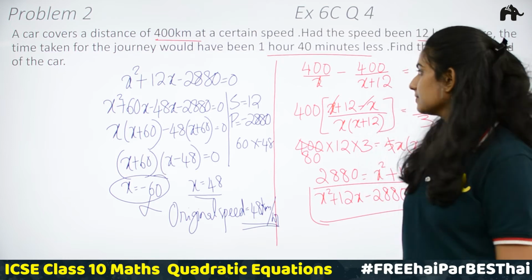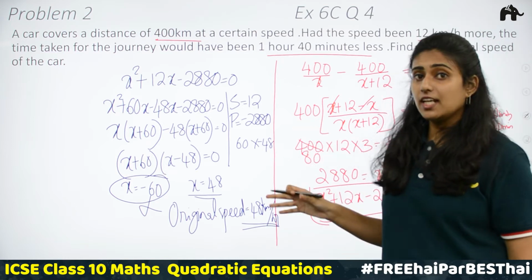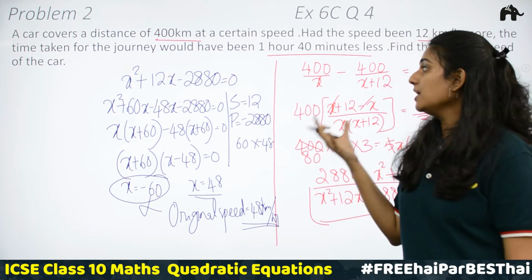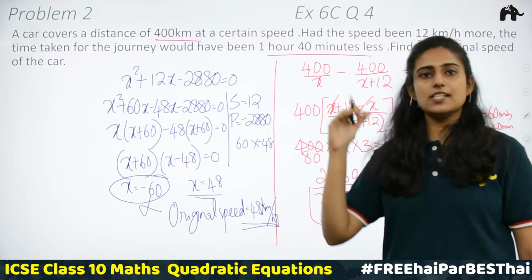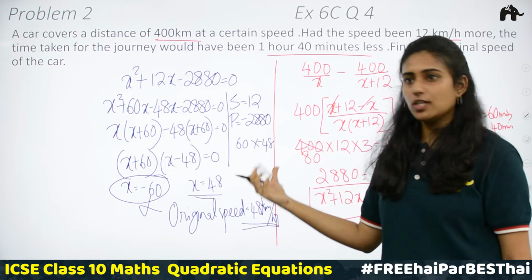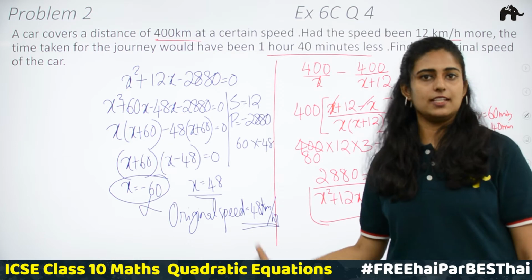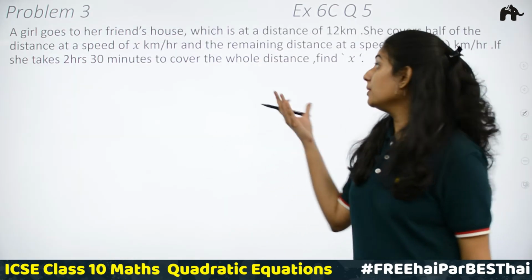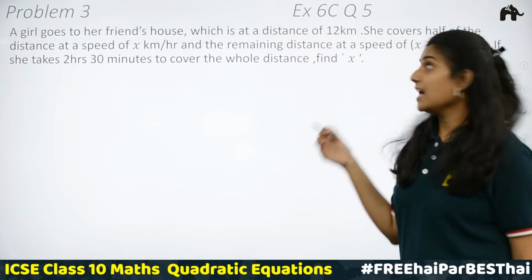Got it? Okay, you have to remember the relation between distance, speed, and time. Distance is equal to speed into time. Here we need time. Time is equal to distance divided by speed. If you know this relation, you can get the quadratic equation and solve it to get the value of original speed. Clear? Next, problem 3, question 5 of exercise 6C.